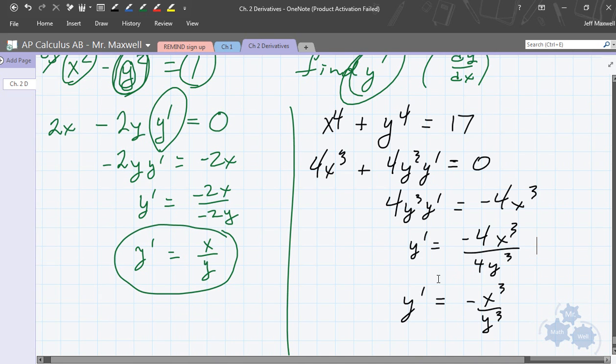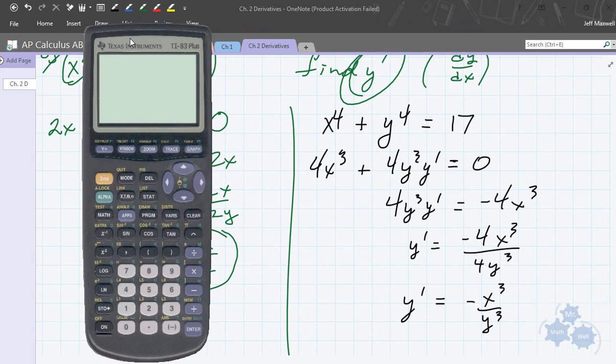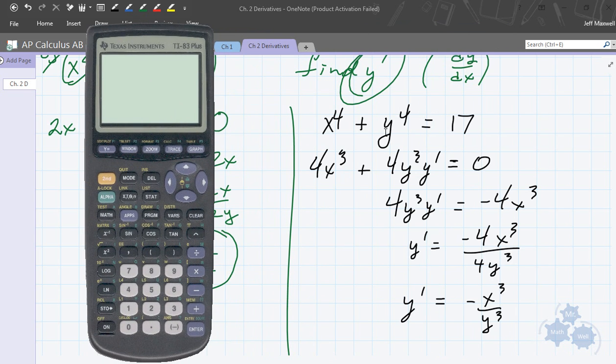So here we go. There's the derivative for this function there in terms of x and y. It's important to note that this is not a function. It's not a function of any variable, because if you were to graph this, it would cross the graph multiple times. But the only way we could graph this on our graphing calculator is to solve for y and show it explicitly in terms of x. Then you could graph it. You can't graph it otherwise.